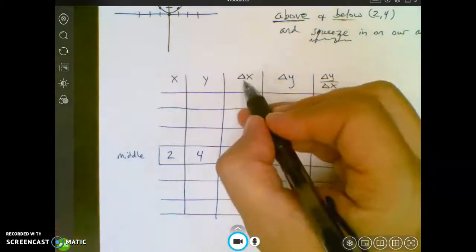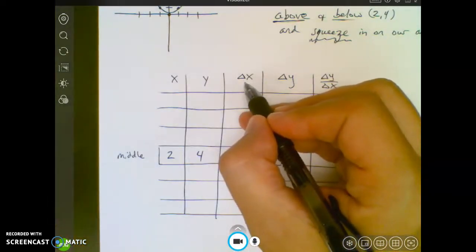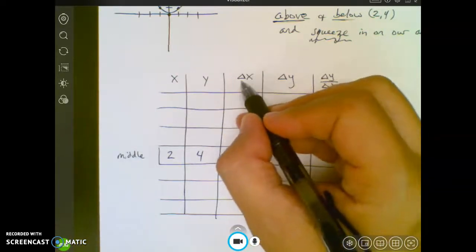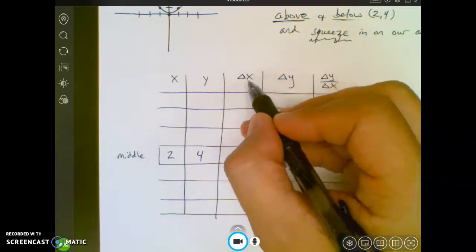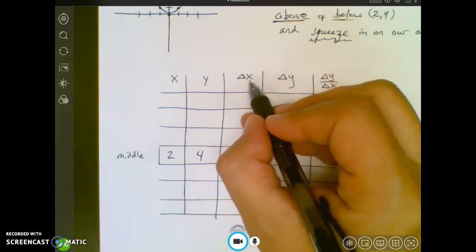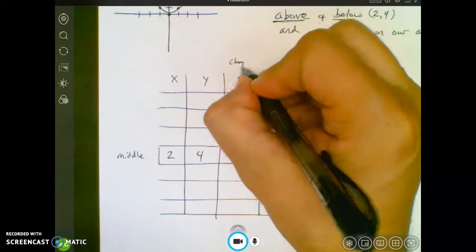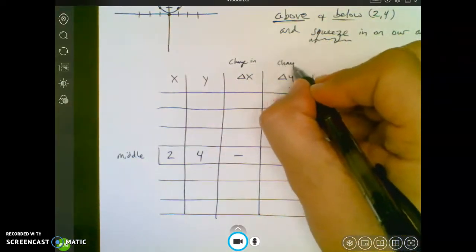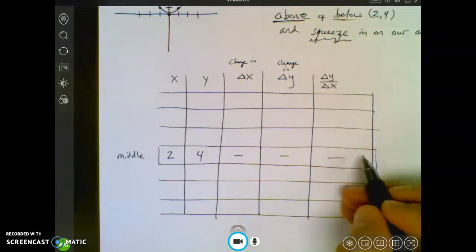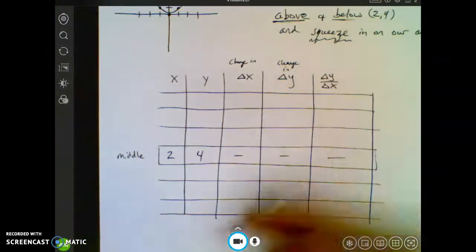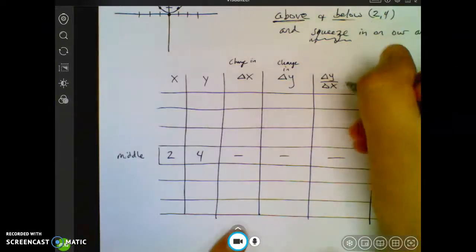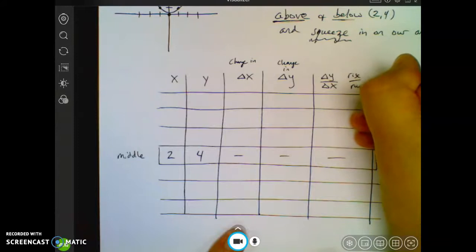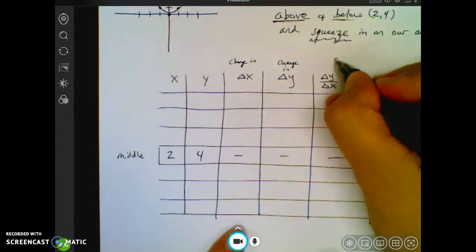And if you see a triangle here, that means change in. You've done that in chemistry class and physics class. We usually call it delta because it's the Greek symbol delta. So we're going to say delta x means change in x. Delta y means change in y. And guess what delta y over delta x is? Change in y over change in x, also known as rise over run, also known as slope.